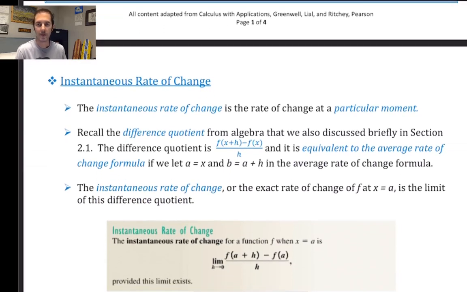Then we move into instantaneous rate of change, which is the somewhat more interesting topic of conversation here. And the instantaneous rate of change is what's happening, or the rate of change at a specific moment. So we're not looking at 2 points on a curve as much as we're really trying to hone in and look specifically at 1 point on the curve.